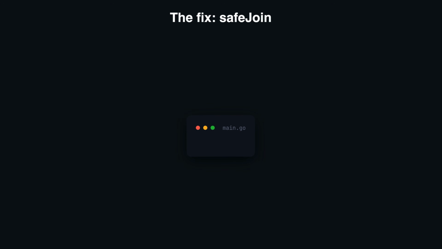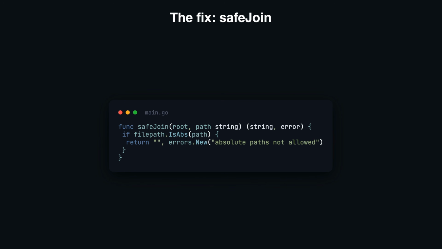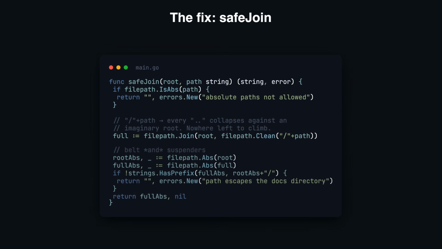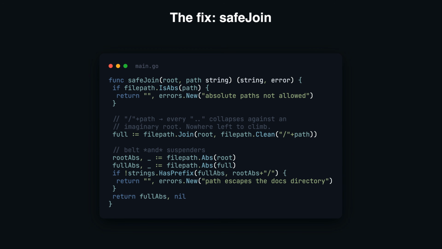So let's write ourselves a safe join function that will counteract this. First up, if we see an absolute path, we are just going to reject it straight outright. Next, we can use the filepath.Clean method with a slash glued onto the front, and this will effectively clean it against an imaginary root, meaning that every ../ in the path will be collapsed harmlessly. And then finally, just to be extra secure, we can resolve the docs root and the joined path to absolute paths, and then check the result actually sits inside the root. If it's escaped, we return an error before any file gets touched.